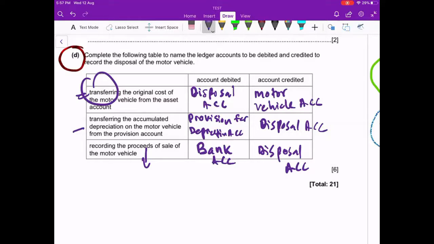After that, you transfer the provision. Provision will be the other way around. This provision will be another account. You take it out and put it in a disposal account. This debit and credit is fixed. You just remember this, you get marks every year like that.